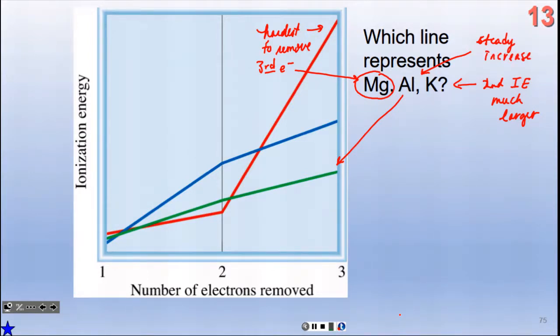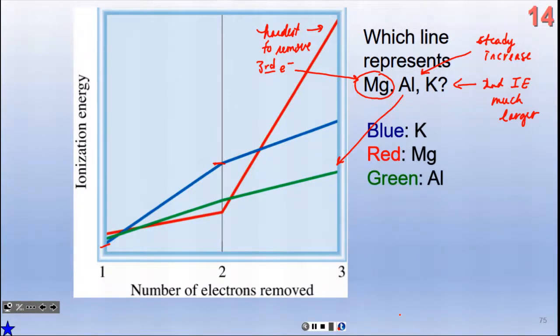So let's see now that I can show you the answer. So the blue line should be potassium, where the second one is much higher than the first, and then the red line was magnesium, as I stated, and the green line would be aluminum, because the increase from one to the next is going to be a steady increase. That takes a little bit of thinking. Hopefully that makes a little bit of sense to you. Okay, let's see if we can find one more set of examples for you.